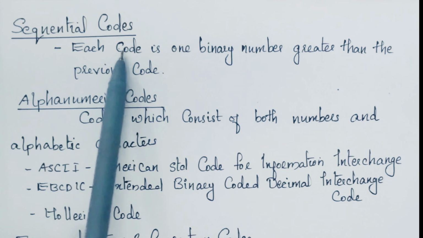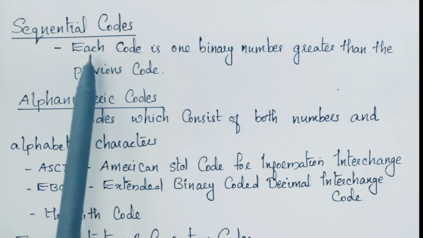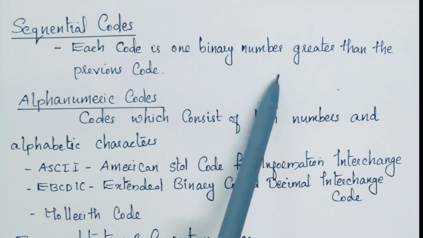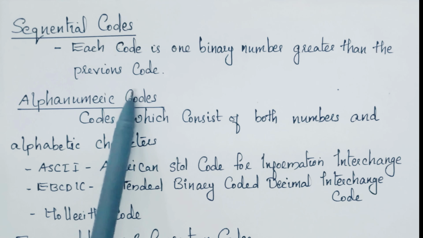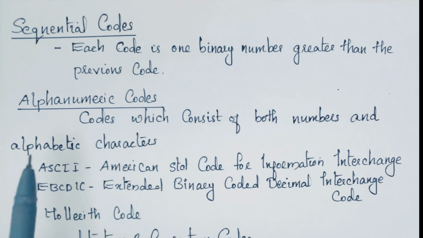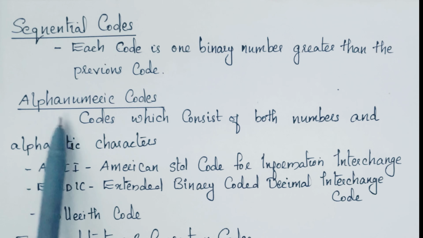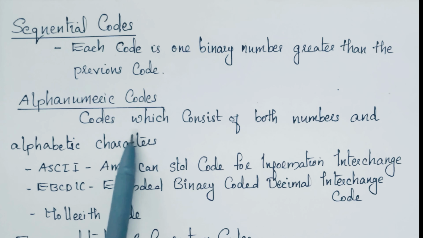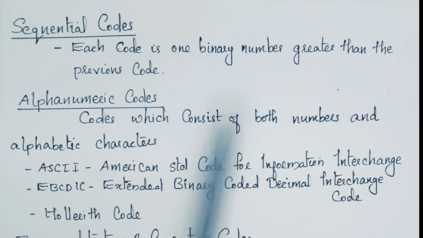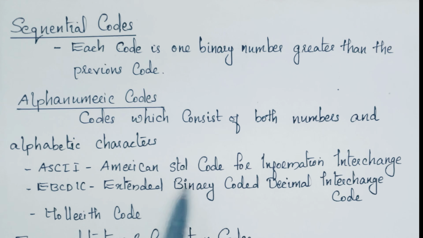So the next is sequential codes. In sequential codes, each code is one binary number greater than the previous code. And the examples are 8421 BCD and XS3 codes. Now coming to alphanumeric codes, these are codes which consist of both numbers and alphabetic characters. For example, ASCII stands for American Standard Code for Information Interchange. EBCDIC stands for Extended Binary Coded Decimal Interchange Code, and then Hollerith code.